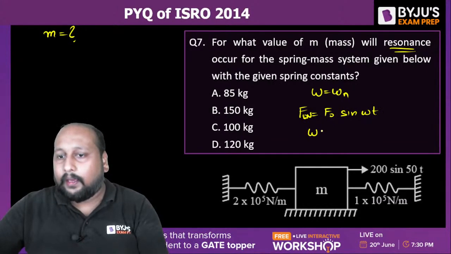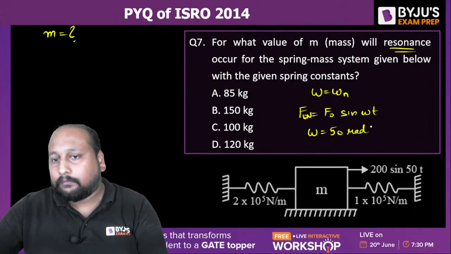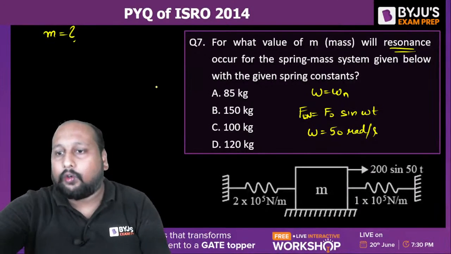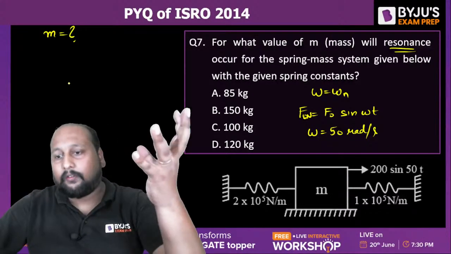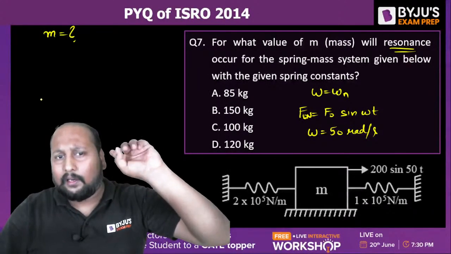So from here, omega is equal to 50 radian per second. Okay. So we got the value of omega. We know the value of omega n. So from there, we can get the value of mass. Can you tell me what is the answer? Calculator, do not use the calculator.